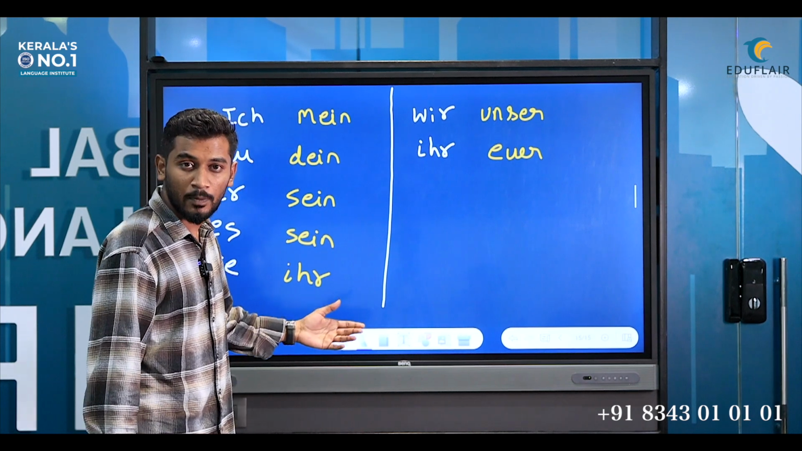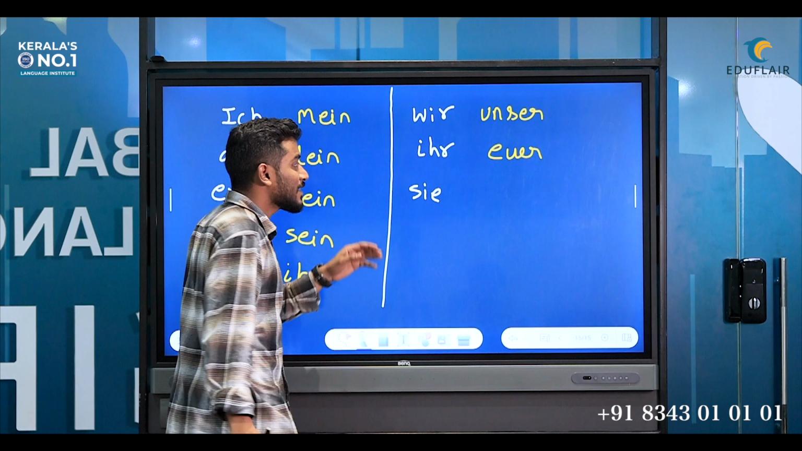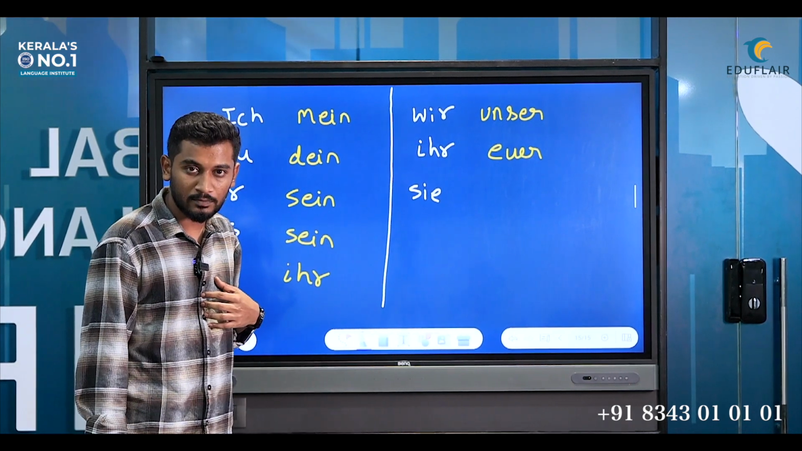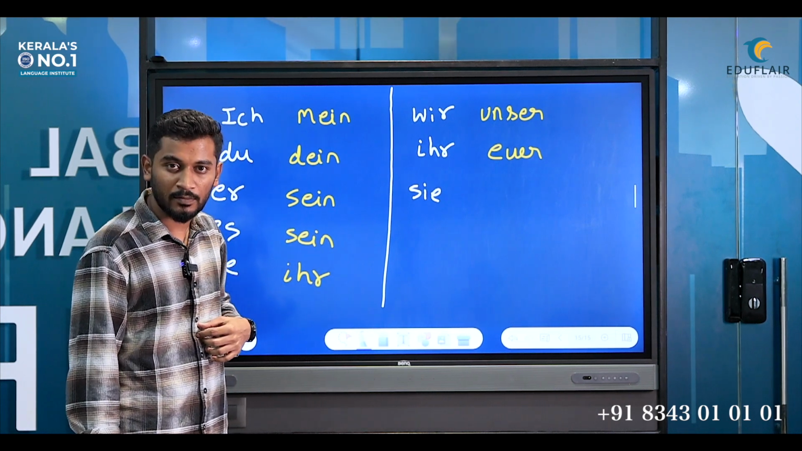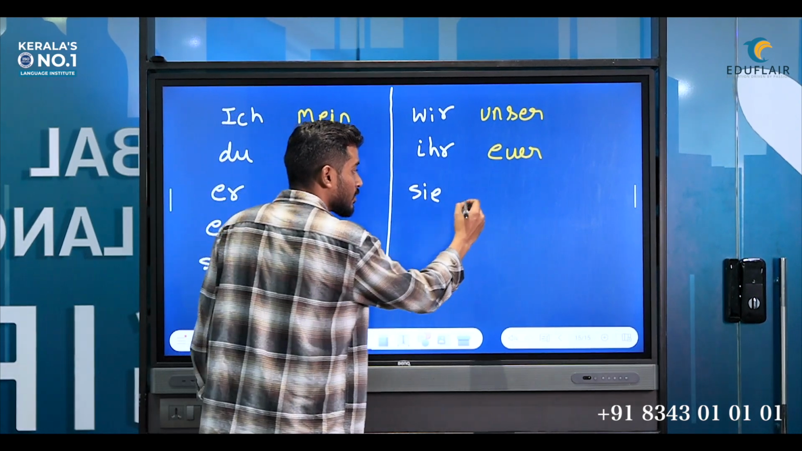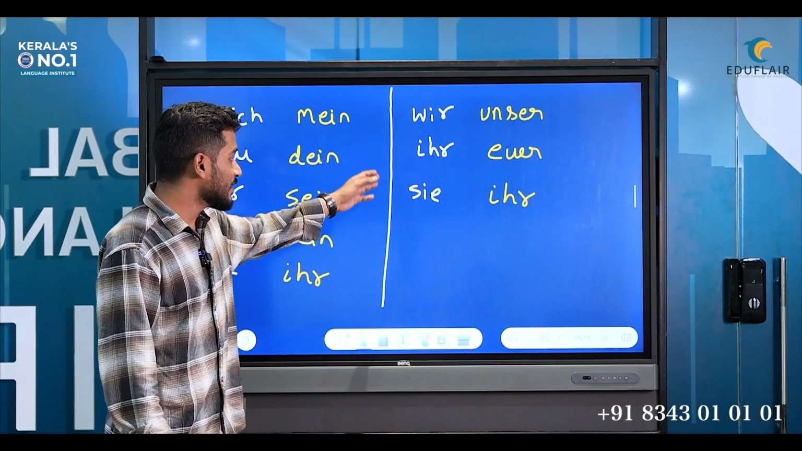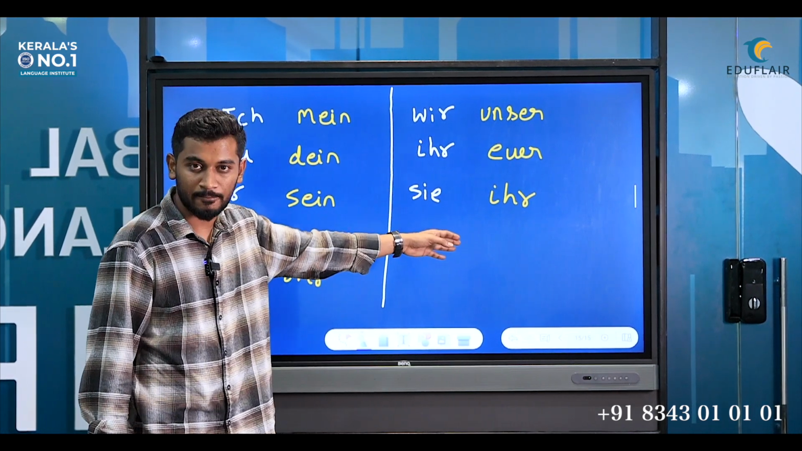Now the next one that we are about to discuss is sie. Now this sie means they, third person plural. So what article do we use for they? In English we use their. In German we use ihr. Okay, sie, ihr. This sie and ihr means they, their.